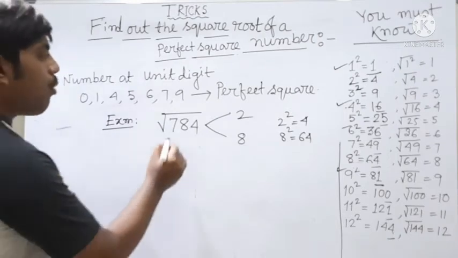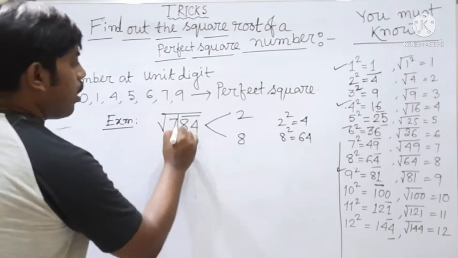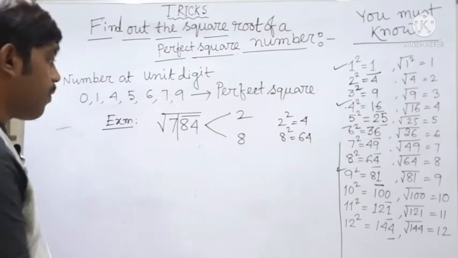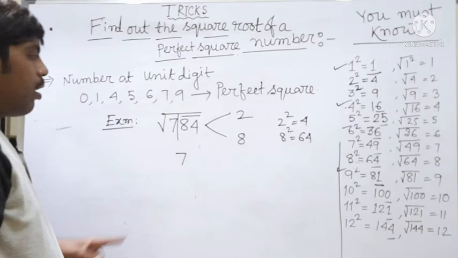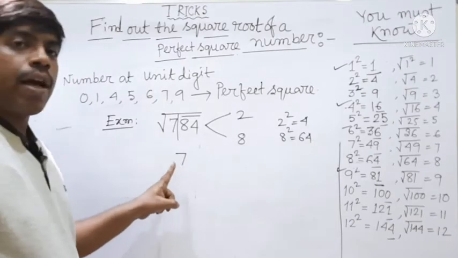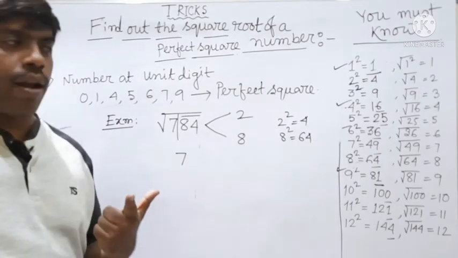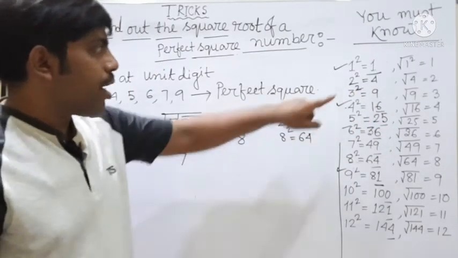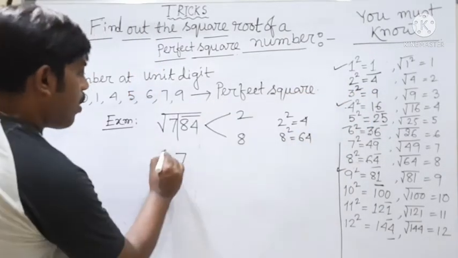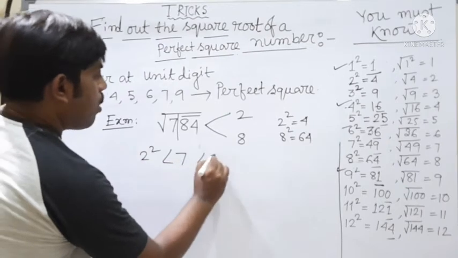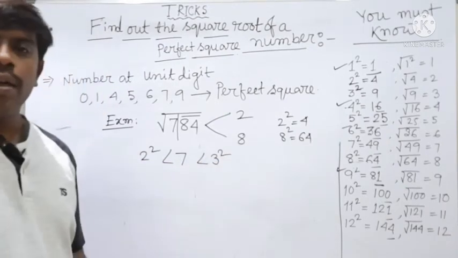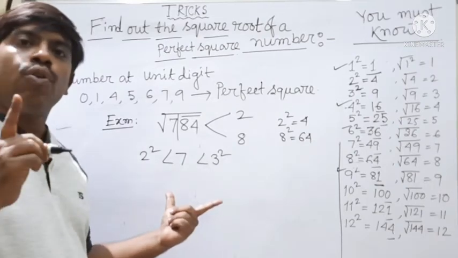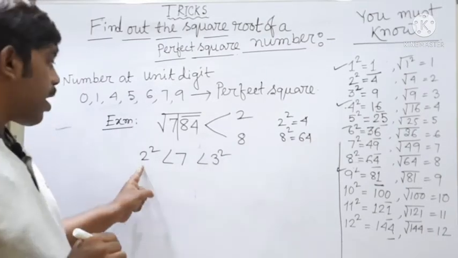Now we pair these two numbers. Then what will remain? Here the residue number is 7. Now you have to look, 7 lies between which two perfect square numbers? From the table you can see that 7 lies between 4 and 9, that is 2 square and 3 square. But here is the trick: from these two numbers you have to always take the smaller number. So here we take 2.